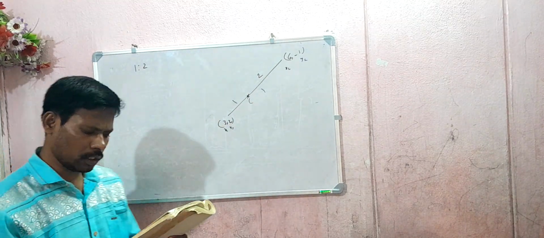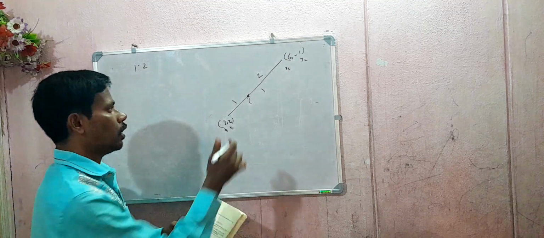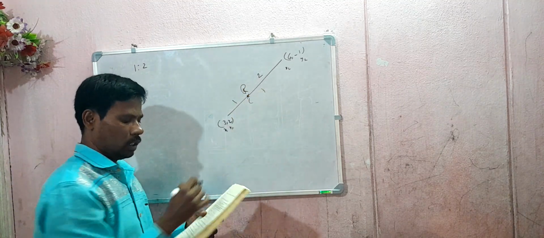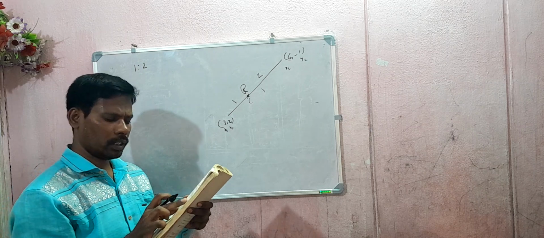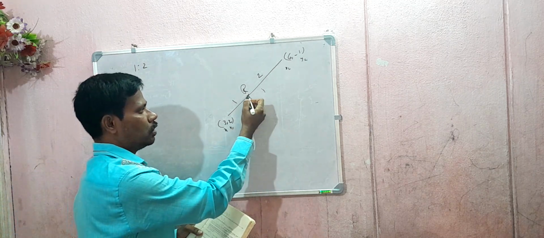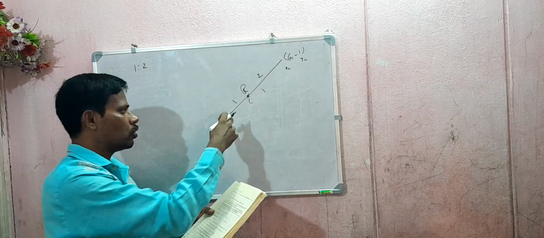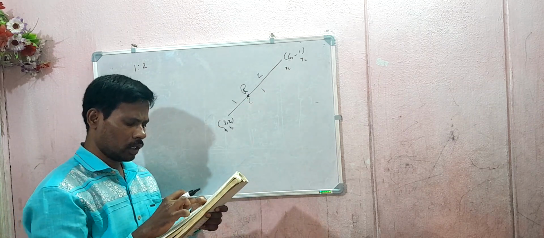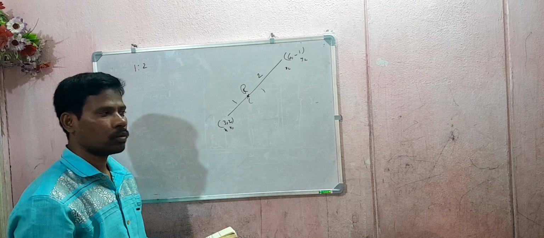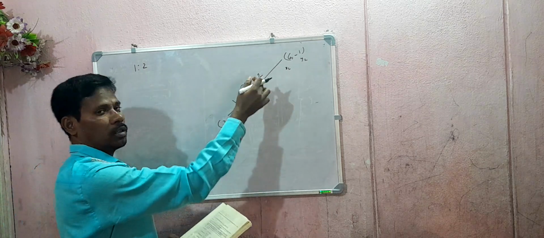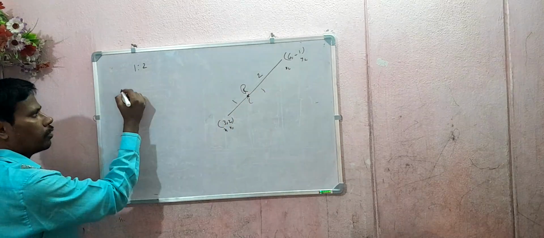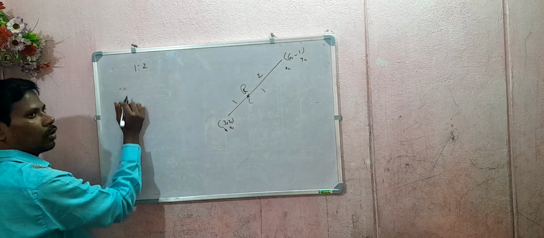Again I am reading the question. Find the coordinates of the point R, meaning this one, if R divides the join, meaning this coordinate divides the join of 3, 2 and 6, minus 1 in the ratio 1:2. The ratio is also given. Ratio means, just now we derived the division formula, no? What is that formula?